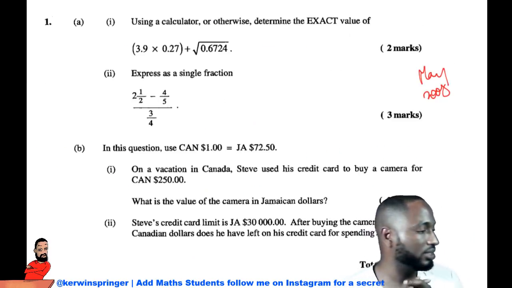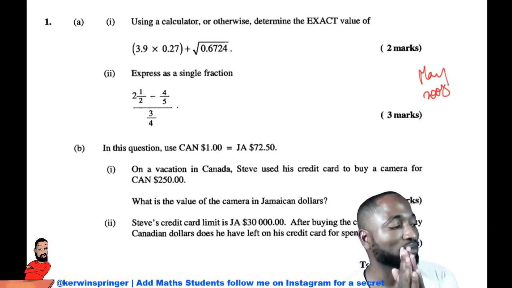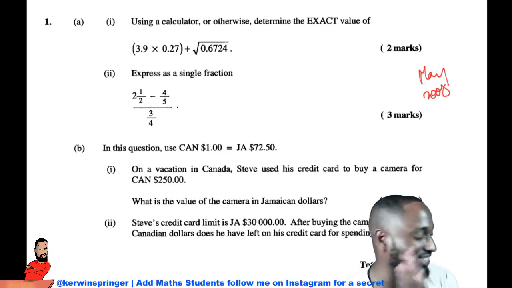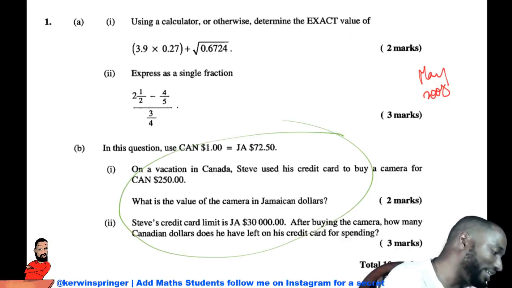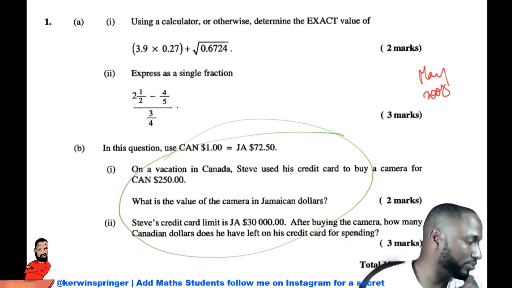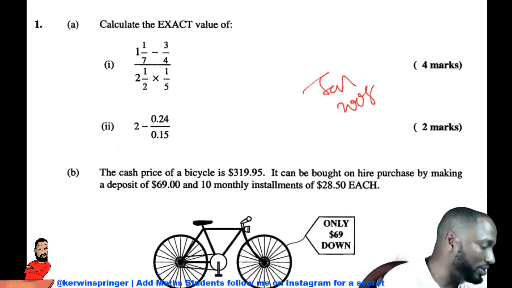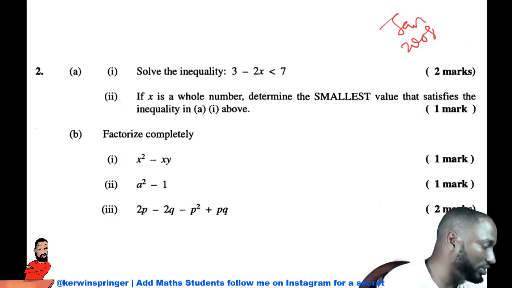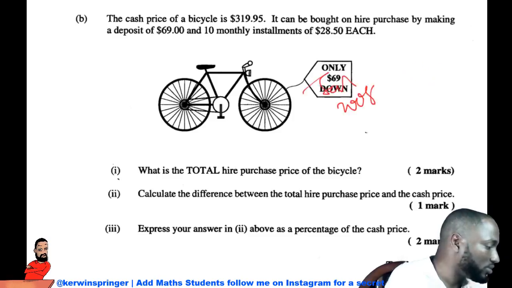May 2008. What's the time? 10:54. My battery is on 12%, but there's a charger. Alright, so using a calculator or otherwise, determine the exact value expressed as a single fraction. Oh boy, our next exchange rate again. This question here is a hire purchase. Let me go back.